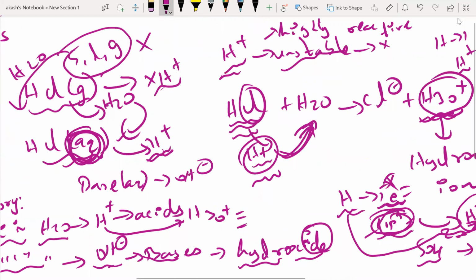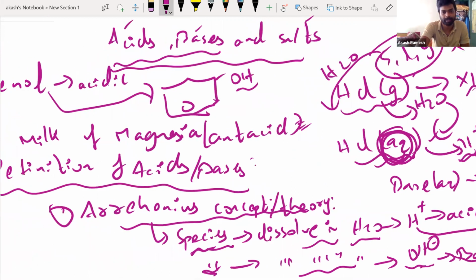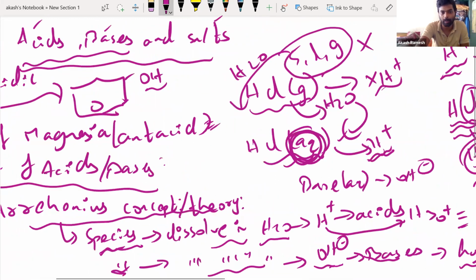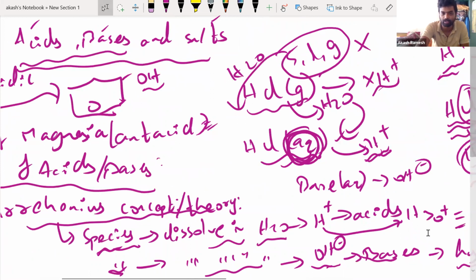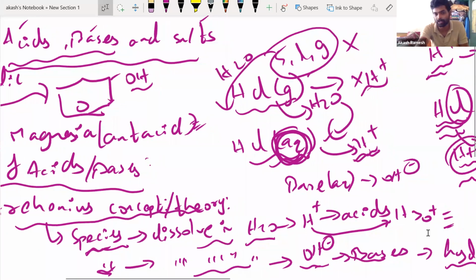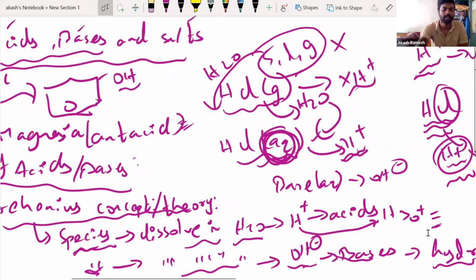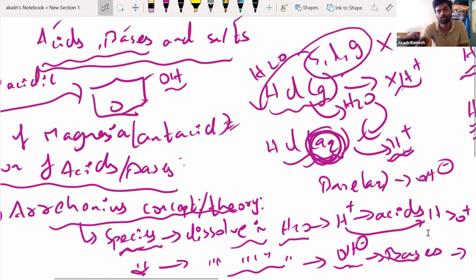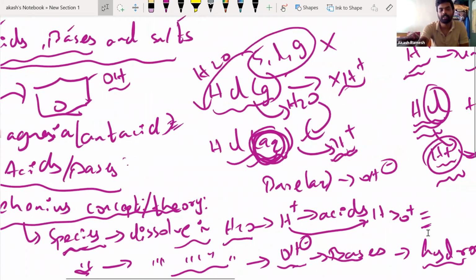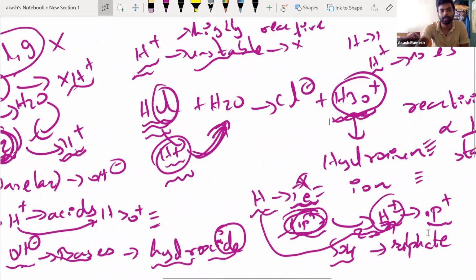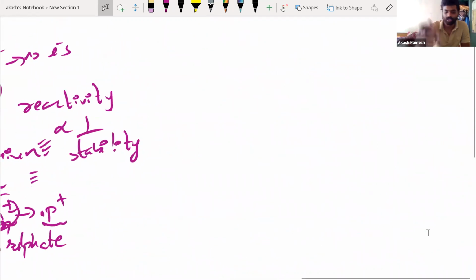Cool. So that's about the definition for acids and bases. Anything that produces H plus on dissolving in water, or H3O plus, is called an acid. And if it produces OH minus, hydroxide ion, on dissolving in water, it is called a base. That is what is called the Arrhenius concept. Now, I told you that there are going to be 2 more theories, 3 theories totally. Now we'll see the next one.